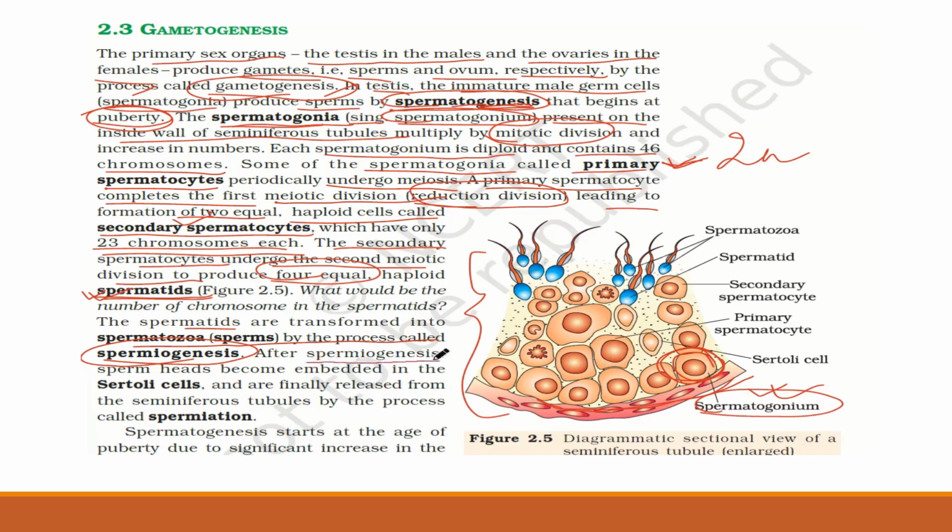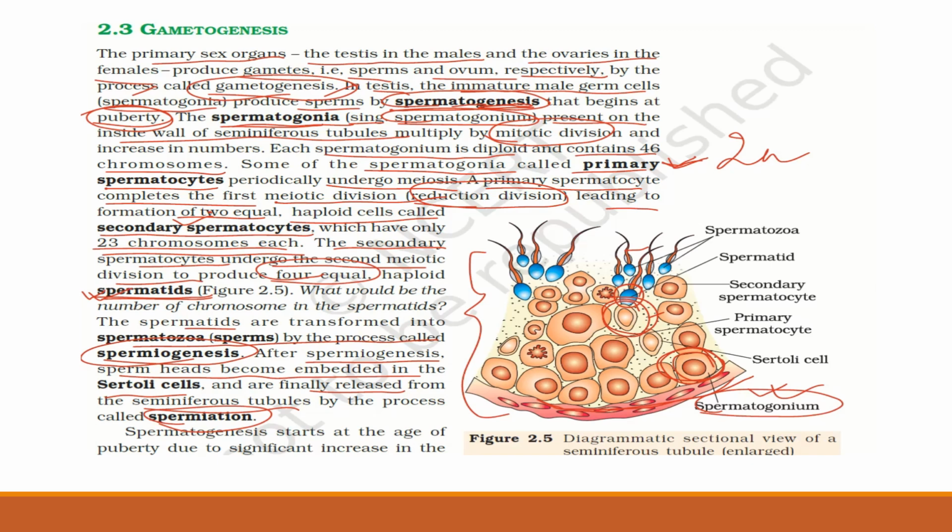spermatogenesis. Now after spermiogenesis, the sperm heads become embedded in the Sertoli cells. You can see these sperm heads embedded in the Sertoli cells, because the sperms get their nutrition from the Sertoli cells, and they are finally released from the seminiferous tubules by the process of spermiation. These definitions we will also study after 2-3 slides. So don't skip the episode. It is a very important topic, and I'll be going through each and everything in detail. So please do go through it.